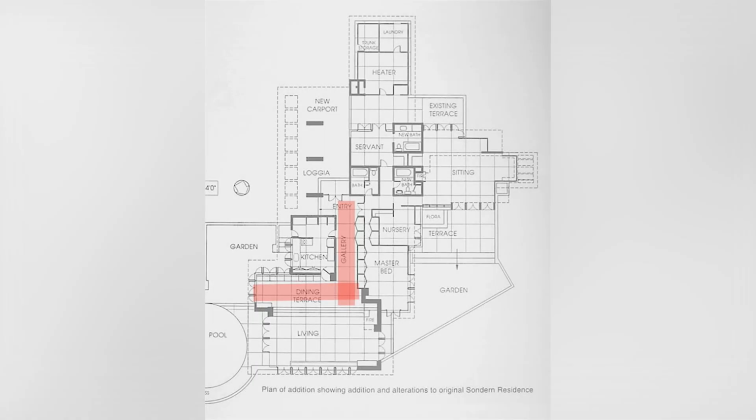Circulation is organized through a central gallery that connects the main areas. Notice how the layout is divided into public and private zones, with terraces and gardens anchoring both ends. The use of modular grid patterns is clear and intentional, a hallmark of Wright's planning.